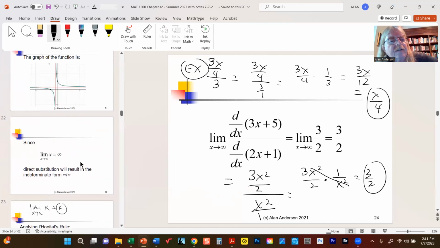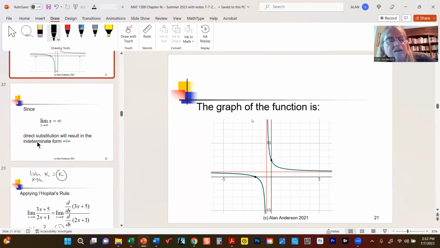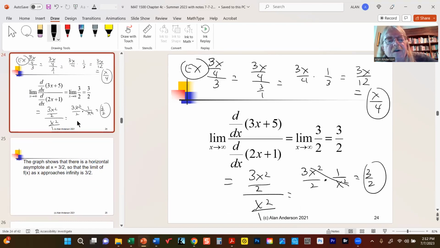And if you look at this graph, you can see there is an asymptote. Although it's hard to see from this graph, this asymptote is 3 halves, apparently. Like I said, it's very difficult to see it in this graph, but an asymptote will often end up being the limit of our function.